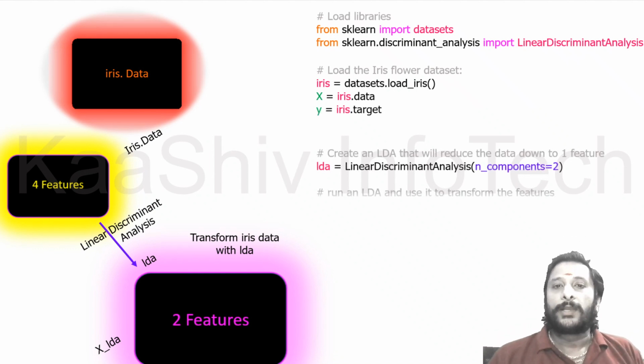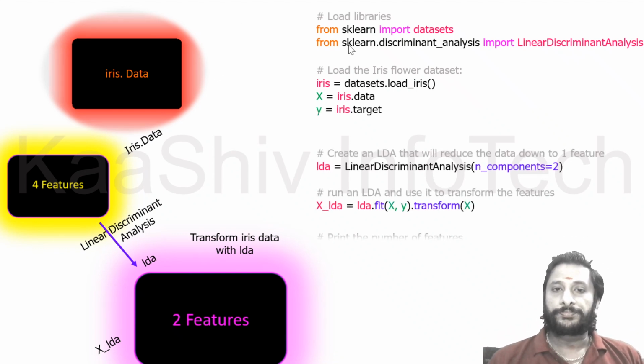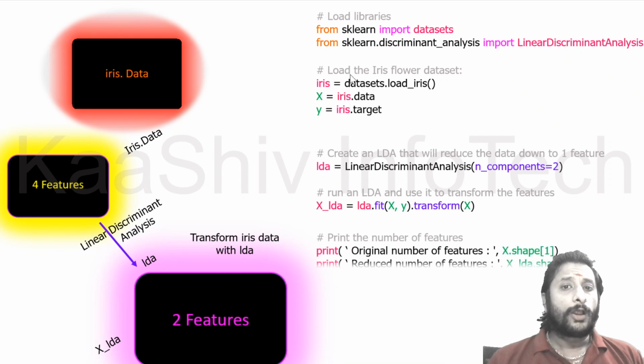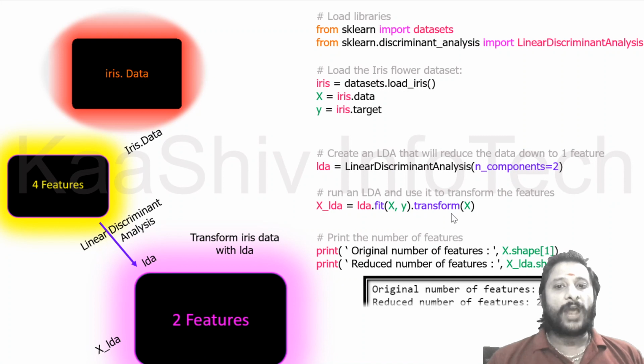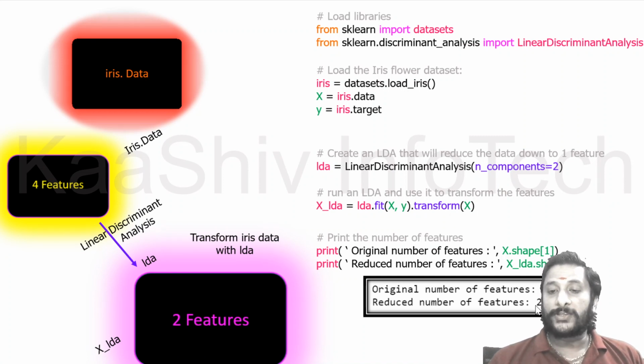It's ready. So here is the code you got. Load the library, load the iris dataset, create the LDA, fit and transform it. The original number of features is 4, and after reducing it, it became 2. Now your linear discriminant analysis will work. So this is how it will be.